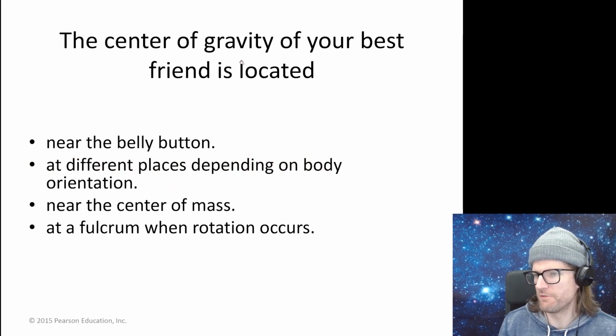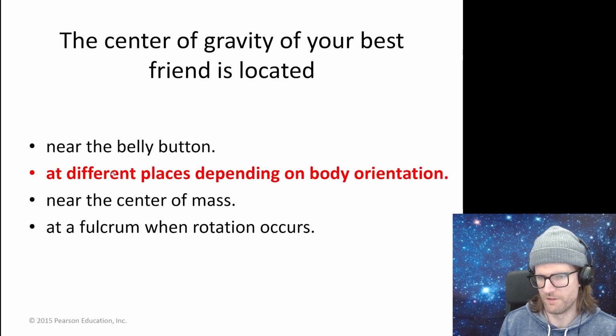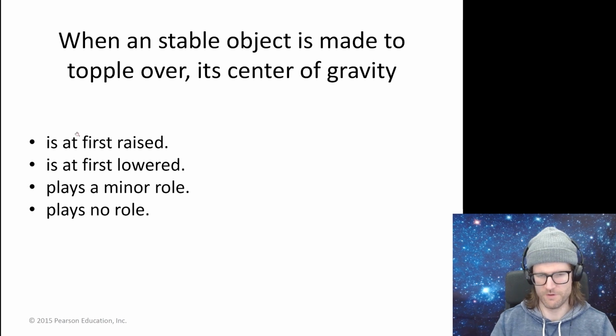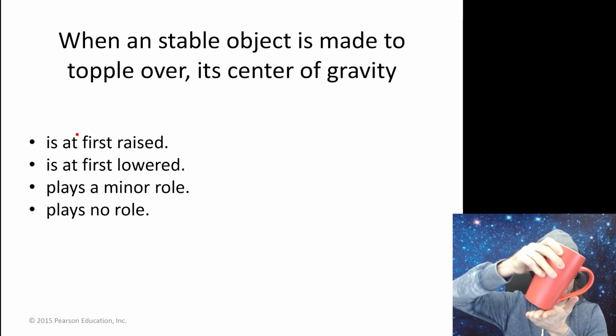Okay. The center of gravity of your best friend is located near the belly button. That's true. At different places, depending on body orientation, that's even better. Near the center of mass, that's true, almost always the same. At a fulcrum when rotation occurs, I'm not sure what that means, so I'm going to go with the second one. Looks good. When a stable object is made to topple over, its center of gravity is first raised, at first lowered, plays a minor role, plays no role. I'm going to go with first raised, because if I want to topple this, I've got to bring it up and then down.